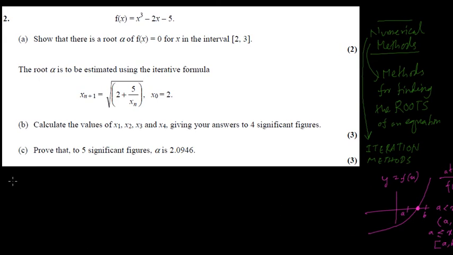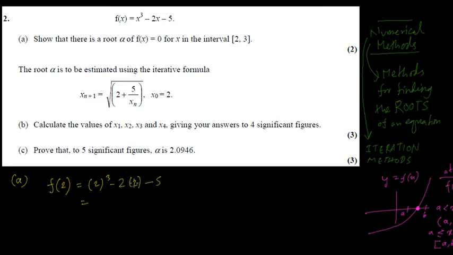So getting back, the first thing we have to do to show that for this equation there is a root in that interval, so whatever is equal to 0, so x cubed minus 2x minus 5 is equal to 0, is to put in the two values. So f(2) equals what? It is going to be 2 cubed minus 2 into 2 minus 5.